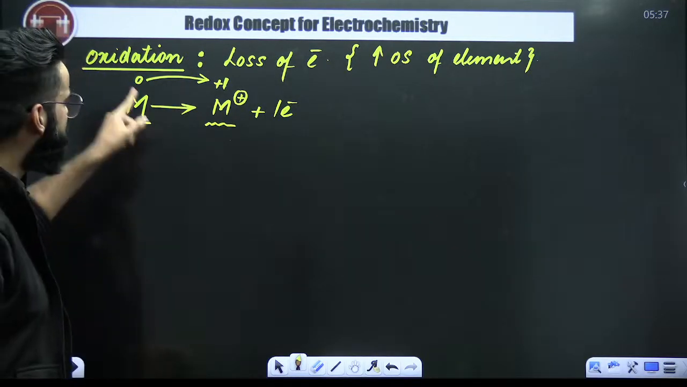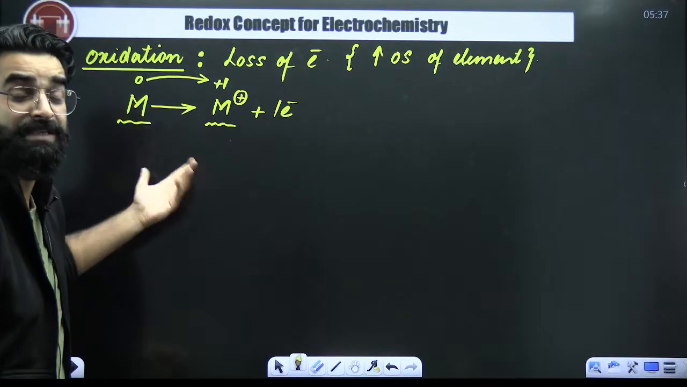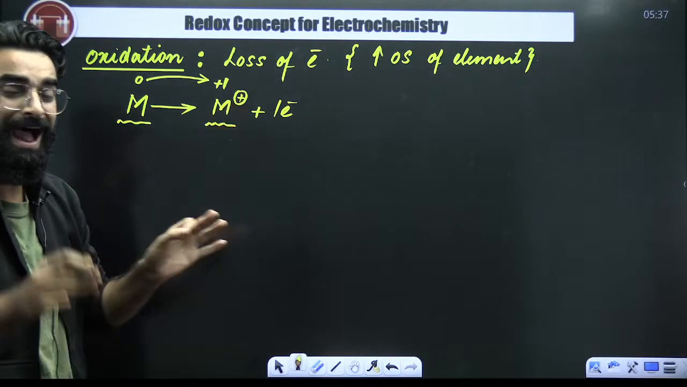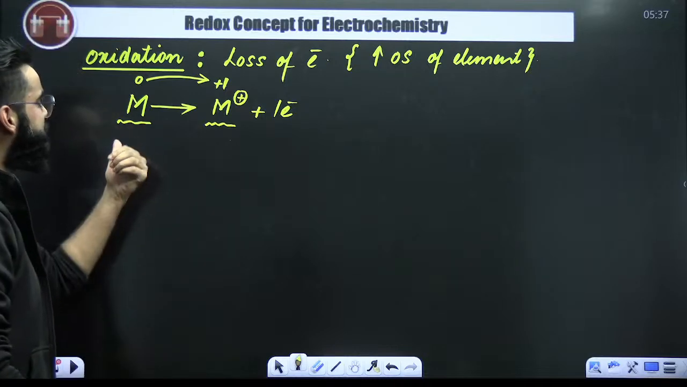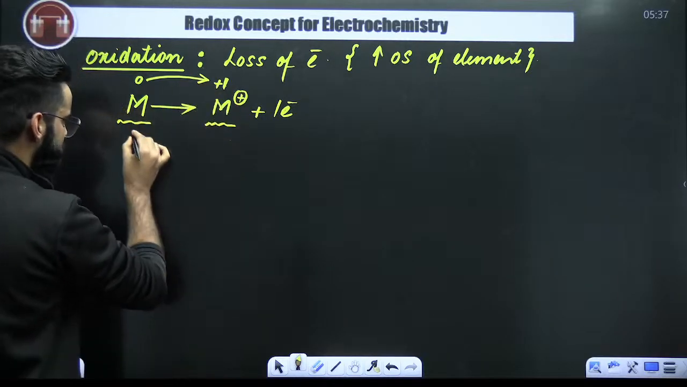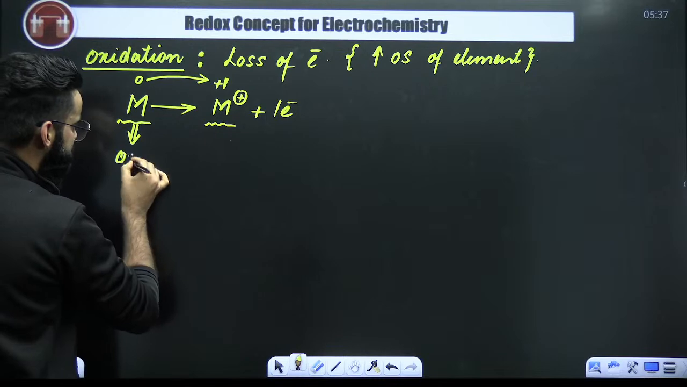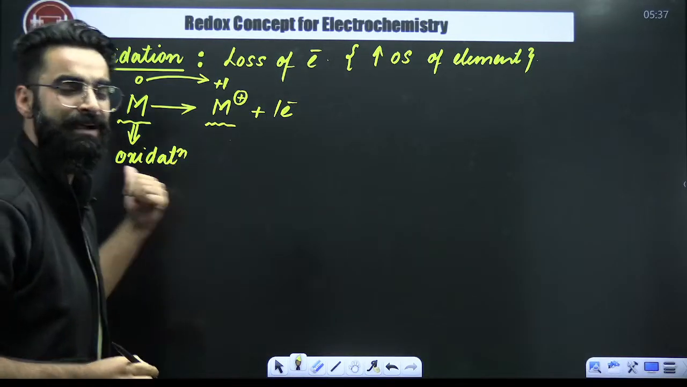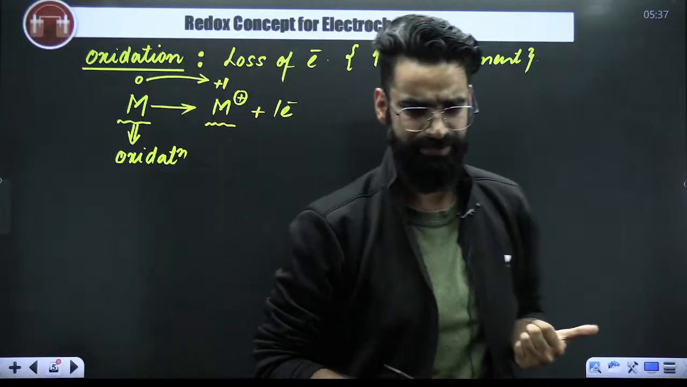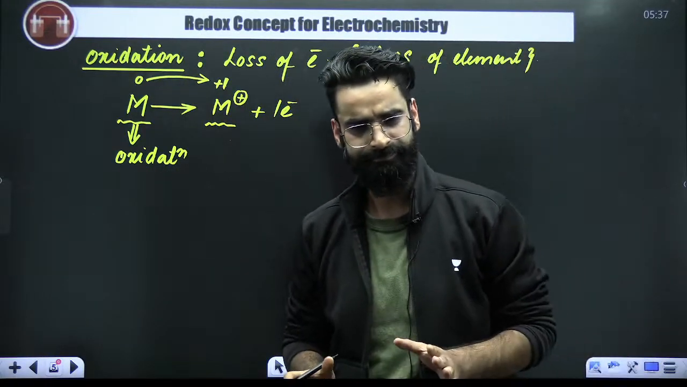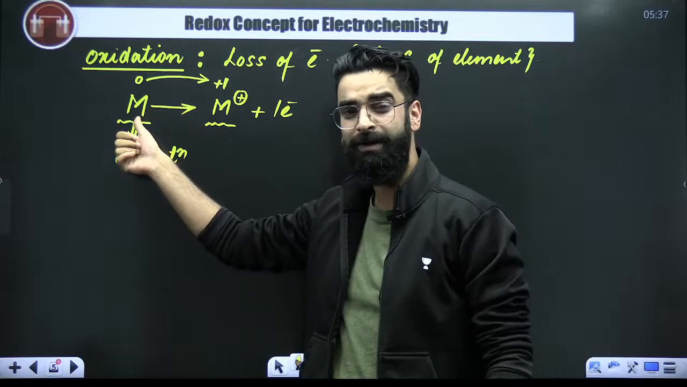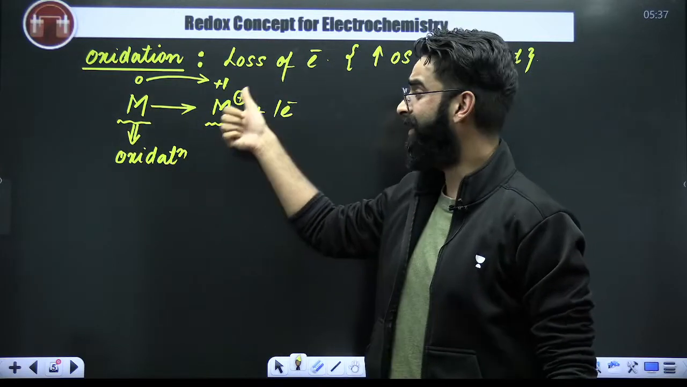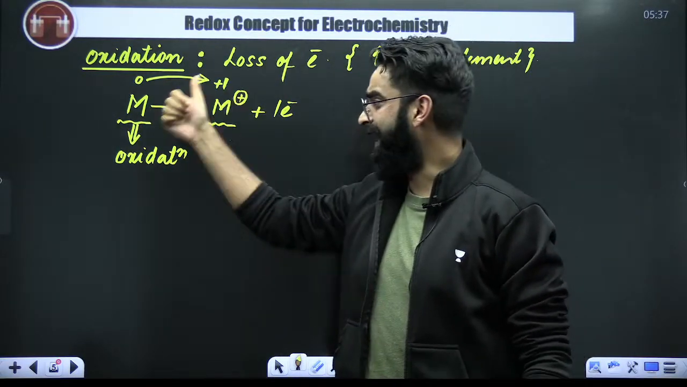I would say the oxidation state of M is increasing from zero to plus one. And that particular element whose oxidation state increases during the reaction, we say that particular species is undergoing oxidation. So I would say this M is undergoing oxidation in this particular case, right? As simple as that. So I've taken the element M. It is losing one electron, getting converted into M positive.